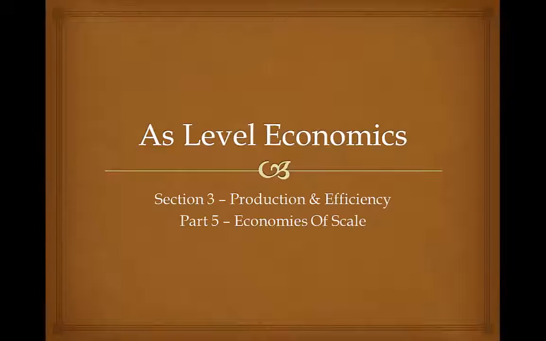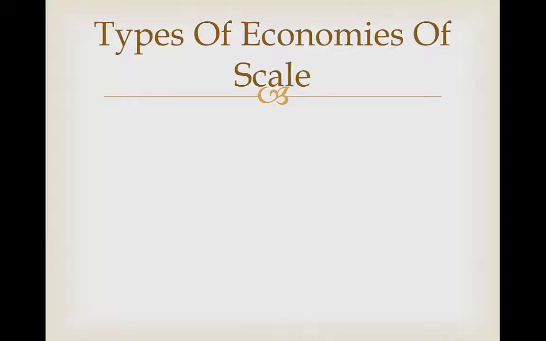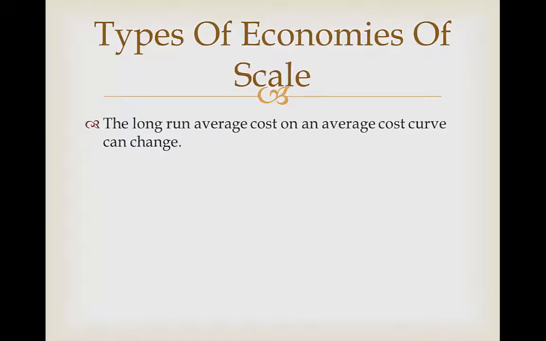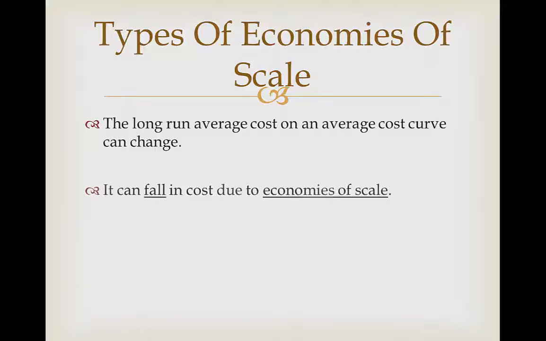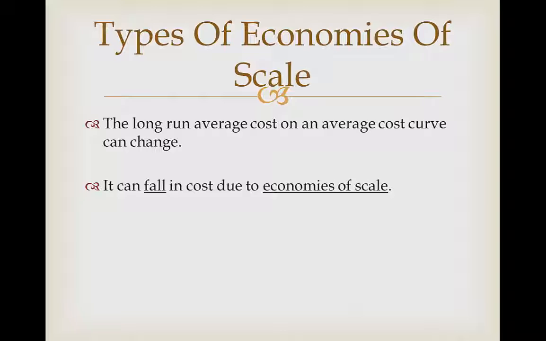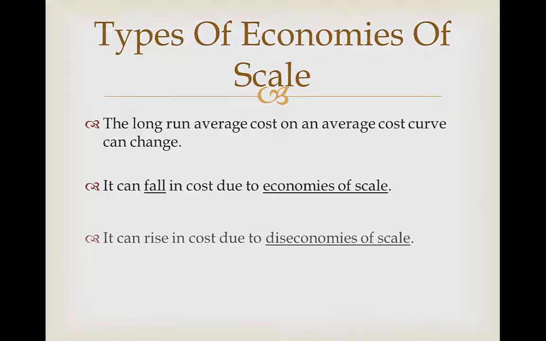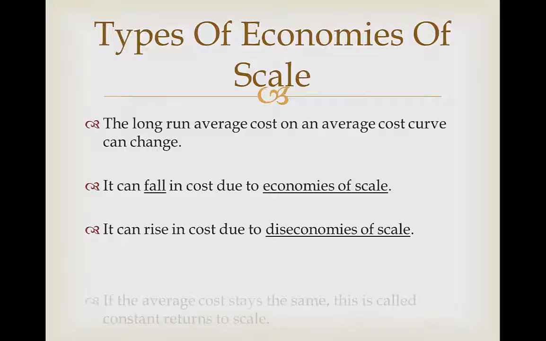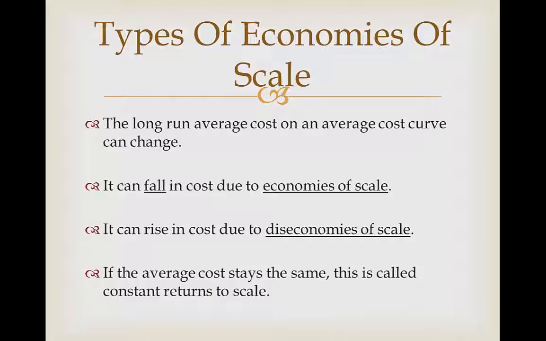Today we're going to be looking at economies of scale. Types of economies of scale. The long run average cost curve can actually change. It can fall in cost, which represents economies of scale, or the cost can rise, which represents diseconomies of scale. If the average cost stays the same, it's called constant returns to scale.